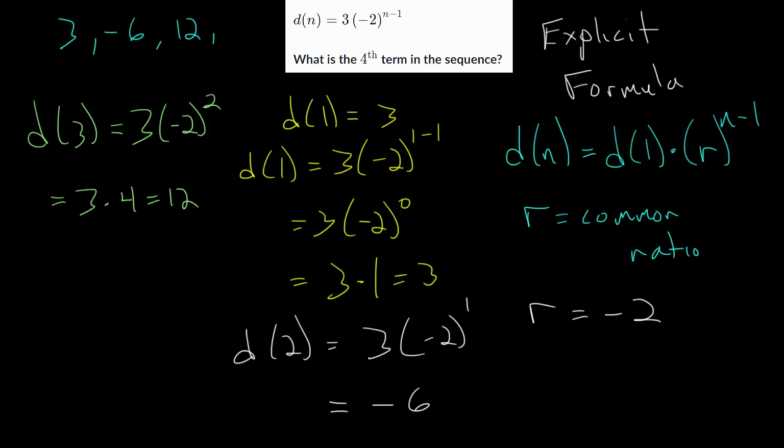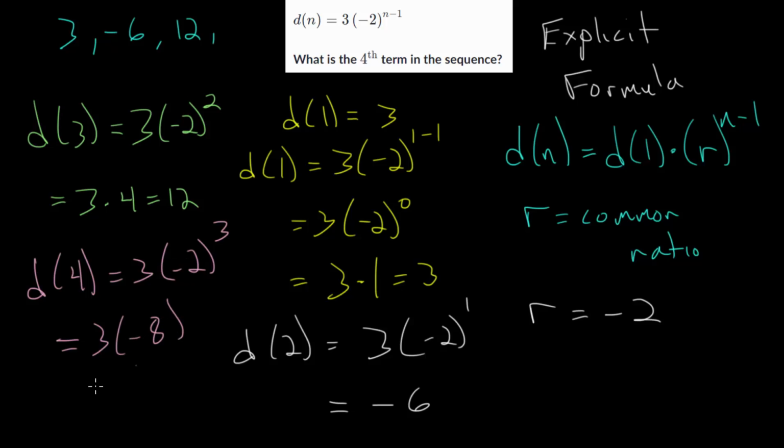And we'll do one more. We could find d of 4. Plug in 4 to our formula with 3 times -2 to the 4 minus 1, or just to the third power. And if you multiply -2 3 times, you will get -8. And 3 times -8 is -24. So this is our actual answer. We could have just done that from the start.